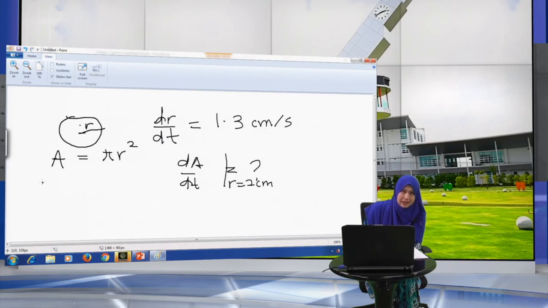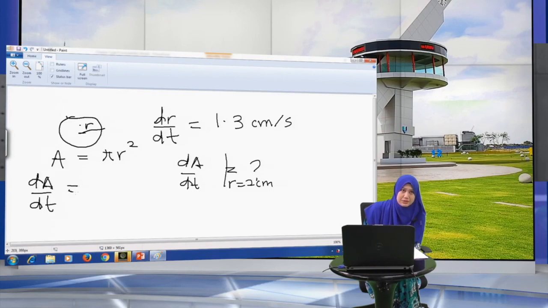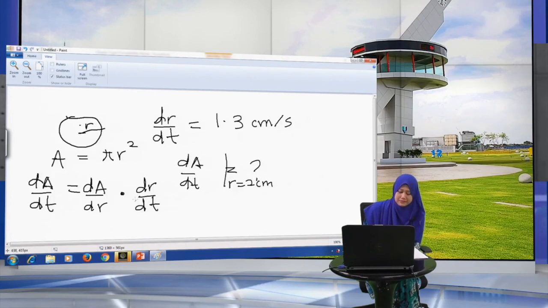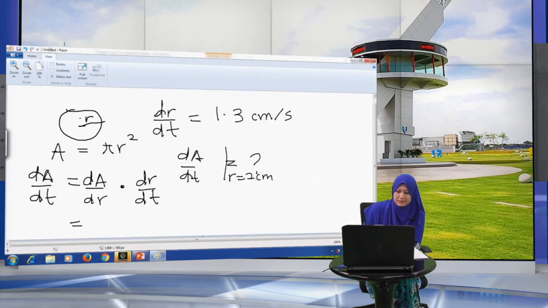We want to find dA/dt. By using the chain rule, dA/dt equals dA/dr multiplied by dr/dt. dA/dr is, when we differentiate A with respect to r, we get 2 pi r, and dr/dt is given in the question, which is 1.3.